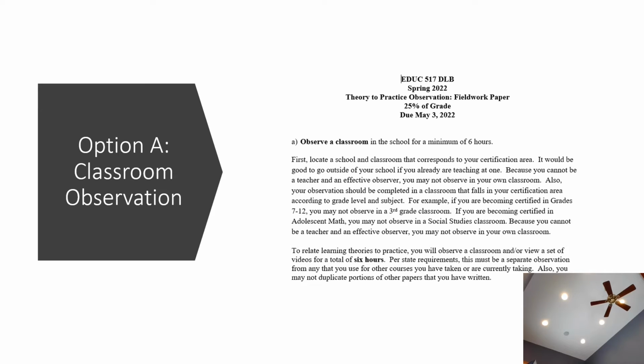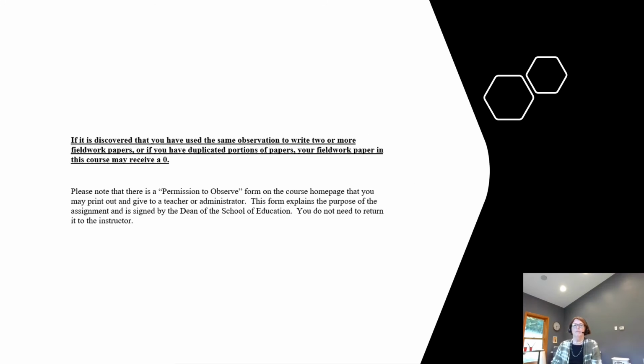Once you make that contact and you get permission to observe, you're going to go in and sit for a total of 6 hours like a fly on the wall. You're just observing your surroundings, and I'll be talking about what you're looking for in a minute. This needs to be a separate observation from any other field work you're doing for other classes. That's per requirement of the state. If it is discovered that you have used the same observation to write 2 or more fieldwork papers, or if you duplicated portions of papers, you may get a 0.